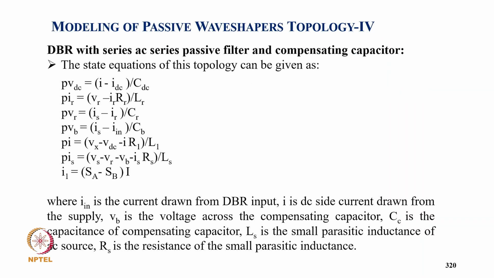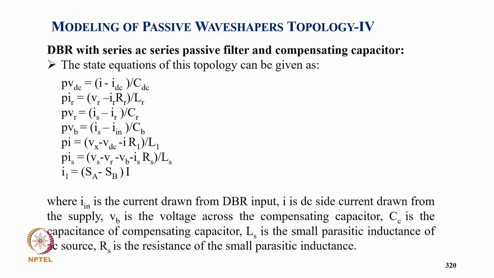So DBR with series AC passive filter and compensating capacitor. The state equations of this topology can be given as PVDC equal to I1 minus IDC upon CDC, PIR equal to VR minus IR upon LR, PVR equal to IS minus IR upon CR, and PVB equal to IS minus IN upon CB, and PI1 equal to VX minus VDC minus I1 R1 upon L1, and PIS is equal to in bracket VS minus VR minus VB minus IS RS upon LS, and I1 equal to in bracket SA minus SB into IS.